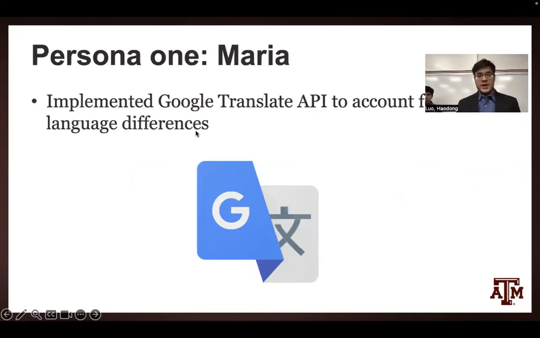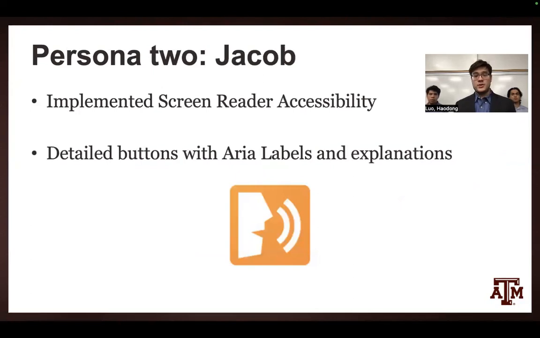Okay, for our project, we had to do 3 personas because we had 5 team members. Our first persona was the required one, Maria. To account for her accessibility needs, we implemented the Google Translate API so that there's no language barrier for our website. Our second persona was Jacob.